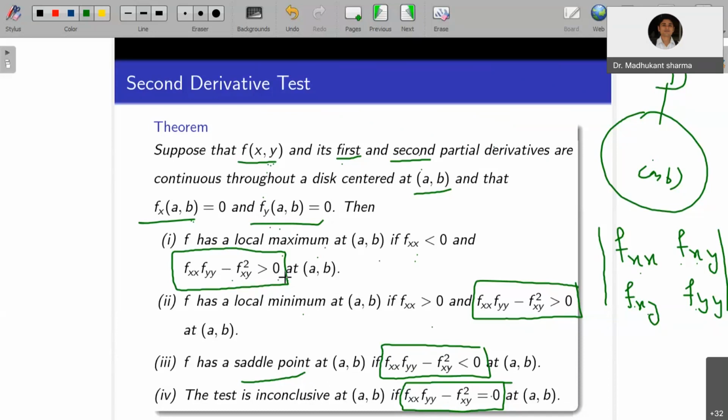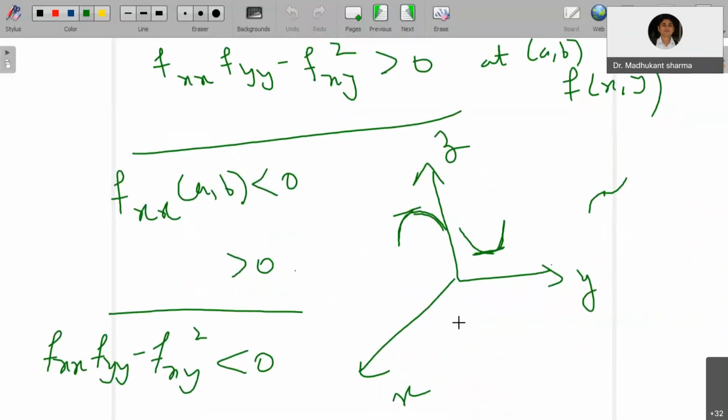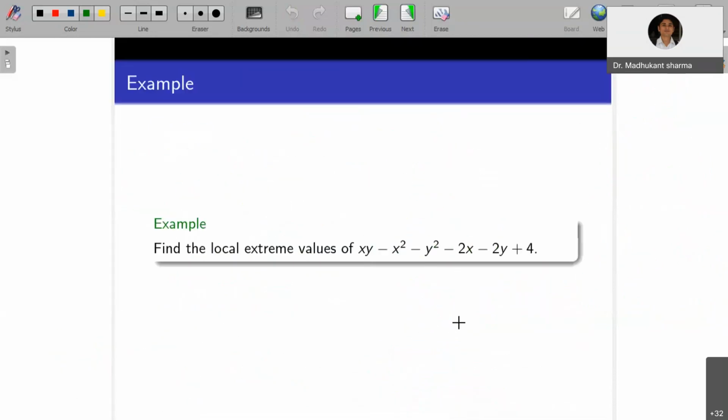Now, if that is greater than 0, then you have to check the sign of fxx, the second derivative of f with respect to x. If the second derivative of f with respect to x is negative, then you say it is a local maximum. If it is positive, then you say it is a local minimum. Okay, so I think this part is clear now, how to apply this test. So let's look at one example here.